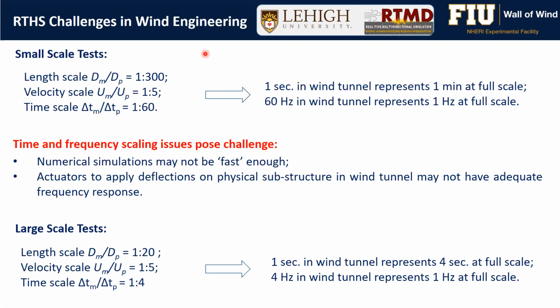Now, the challenges of real-time hybrid simulation in wind tunnel testing are basically about the frequency or the time. If we think of a smaller scale test with a length scale of 1 to 300 and a typical velocity scale of 1 to 5, doing the math between the length and the velocity, one can get a time scale of 1 to 60, which means that 1 second in the wind tunnel represents 1 minute at full scale. It also means that if we take 1 over that time scale, 60 hertz in the wind tunnel represents only 1 hertz at full scale, which means that the model is going to be very fast compared to a full scale model.